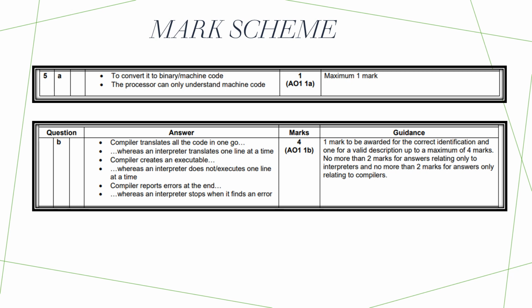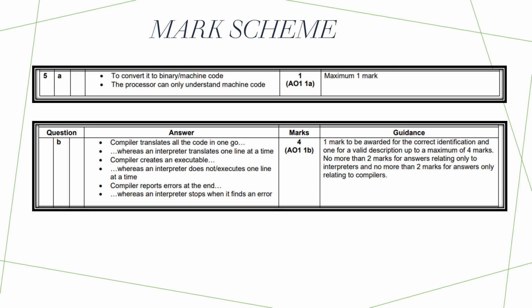Okay, here is the mark scheme for that question. So for 5A, you can have any of these. You could have convert it to binary or machine code, or that the processor can only understand machine code or binary. So essentially, you just have to say something about that being all the computer can understand.